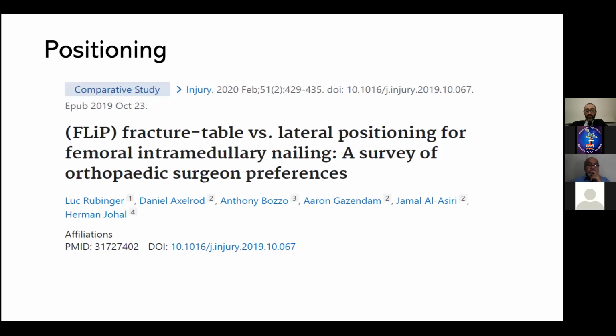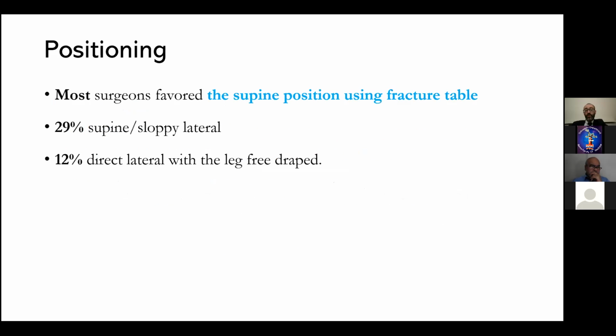What about the evidence? This is a comparative study from the USA, from 2019. They analyzed data from North America, from Canada, and from the Ontario Orthopaedic Association. And they found that most surgeons prefer supine with the fracture table, with the traction table, which looks like the standard thing. And then 30% prefer the lateral, and only 12% prefer the lateral with the free leg draped.